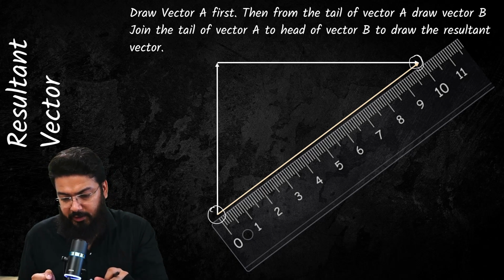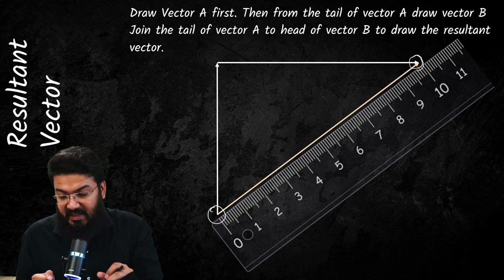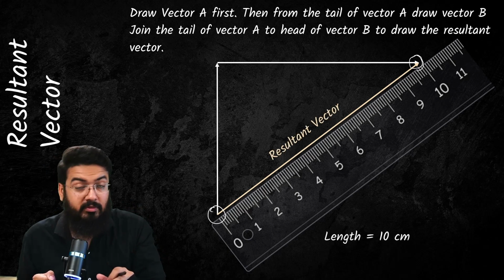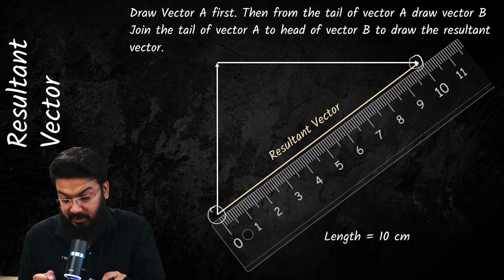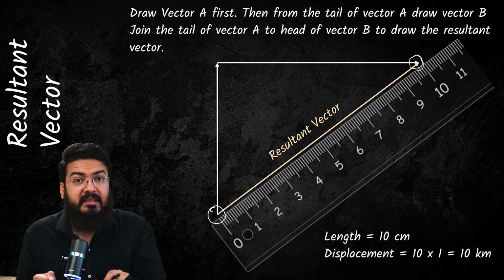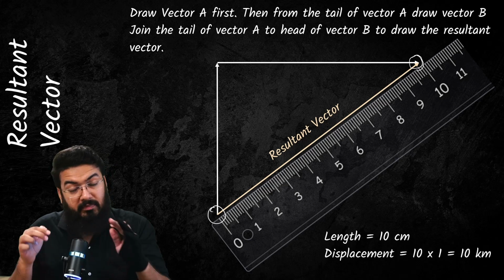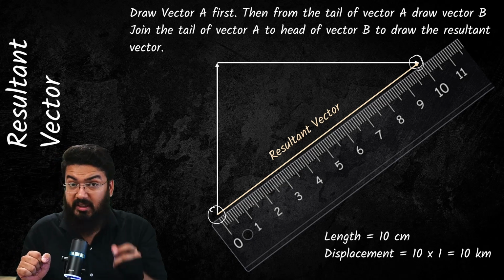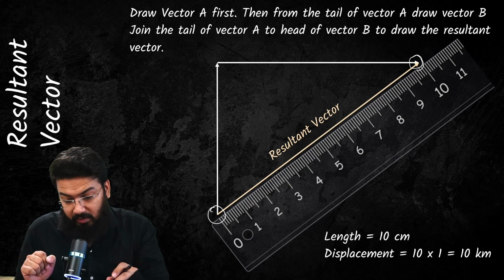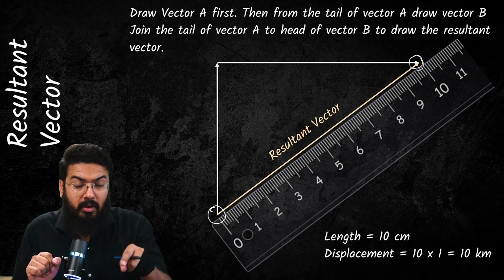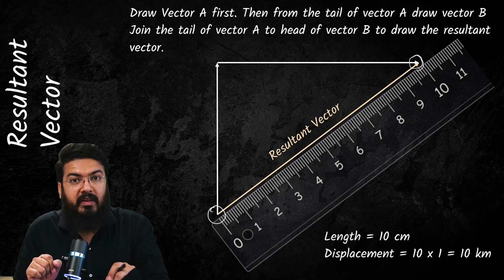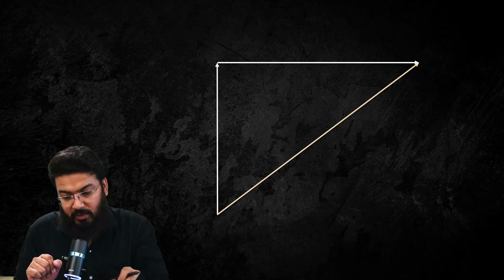And then what am I going to do? I'm going to use my scale: 1 centimeter is 1 kilometer, so 10 centimeters would be 10 kilometers. That's the magnitude of my resultant vector, but our job is not done yet. We found the magnitude of the resultant vector, but we still need to find the direction. That's very important as well.